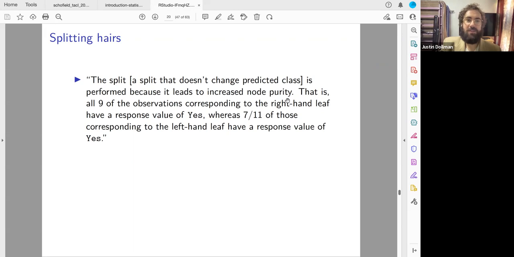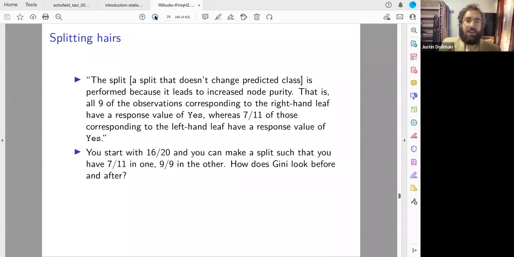What happens is that all 9 of the observations corresponding to the right-hand leaf have a response value of yes, whereas 11 of those corresponding to the left-hand leaf have a response value of yes. That's what they say in the book. If you actually take out pen and paper or a calculator, as I did, here's what you do. You start with 16 of 20, imagining we erase that internal split and just make it a leaf. But instead, what actually happens is we have 7 and 11, and 9 and 9.